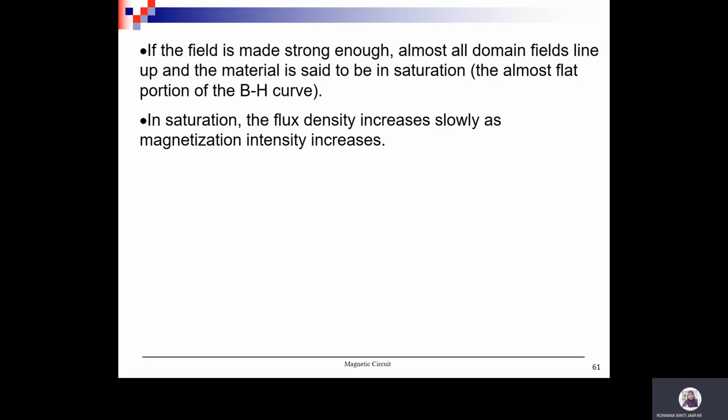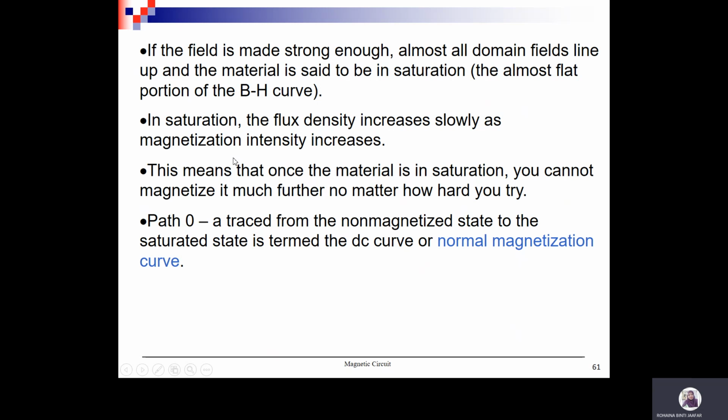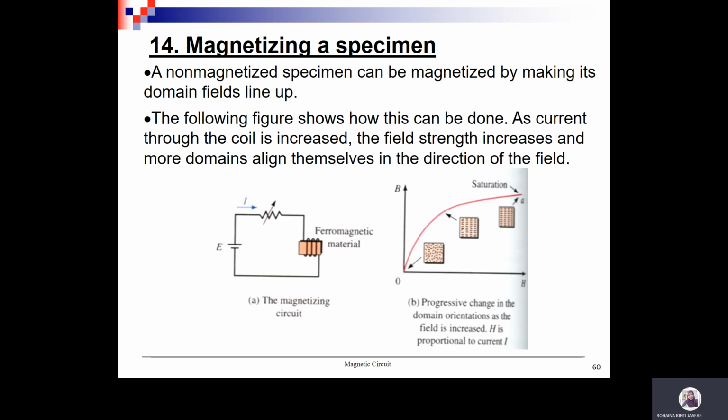Okay, this is the explanation I already discussed. When at the saturation point, it means that once the material is in saturation, you cannot magnetize it much further, no matter how hard you try. It will remain the same. Okay, a trace from the non-magnetized state to the saturated state is termed the DC curve or normal magnetization curve. So this curve is actually the normal magnetization curve.